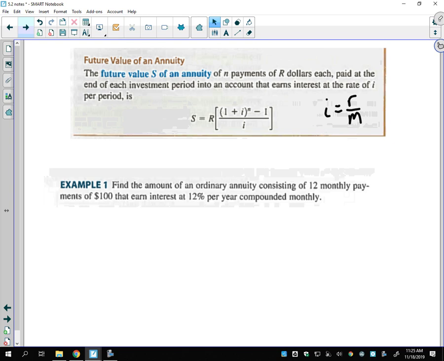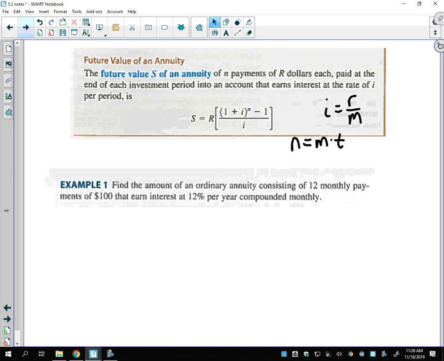And then when we raise it to the power, the n power is going to be the number of total payments. And so that's also going to be the number of years times the number of payments per year. So then n is going to equal m times the number of years, if you think of t as years.